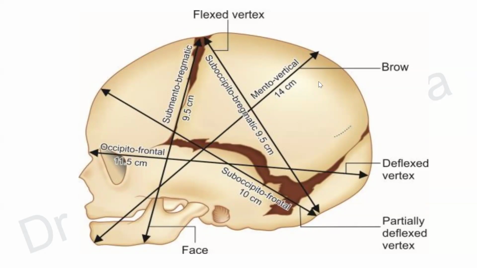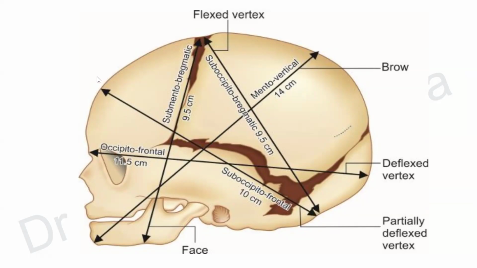Then when the head is partially deflexed, it becomes the suboccipitofrontal as the engaging diameter. It is 10 centimeters. When it is completely deflexed, then you get the occipitofrontal as the engaging diameter of the fetal skull. It is around 11.5 centimeters. And when the head starts extending, then it occupies the diameter like mentovertical. And here the presentation would be this kind of shape. It's a brow presentation. This diameter is quite extended, like 14 centimeters. It's a very difficult labor to go through.